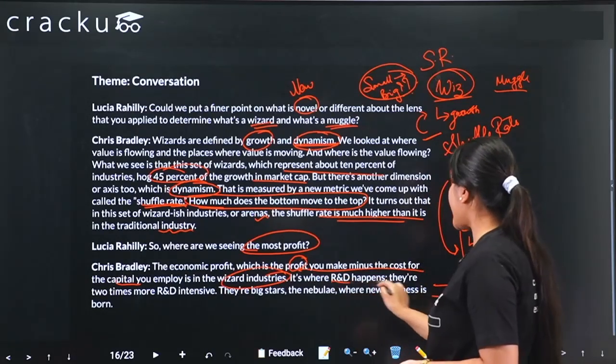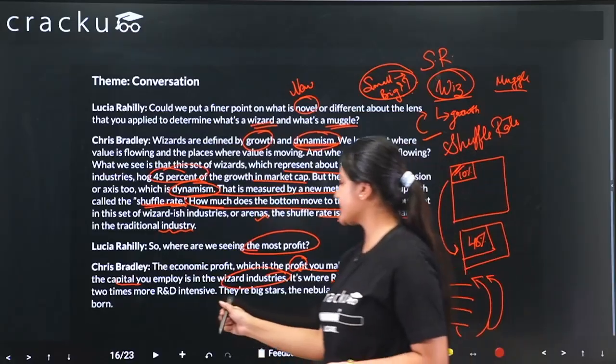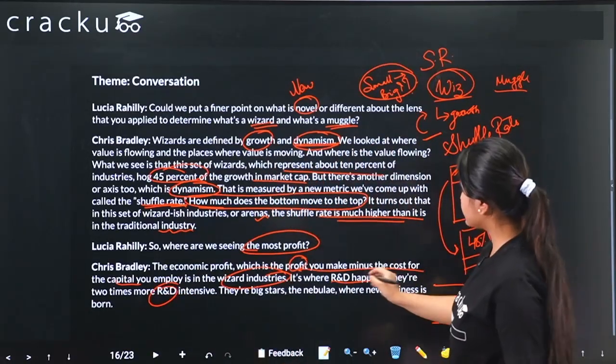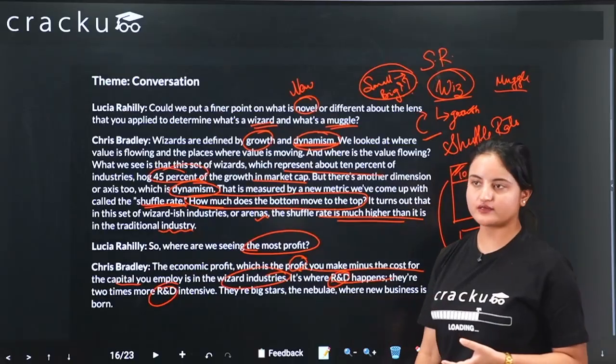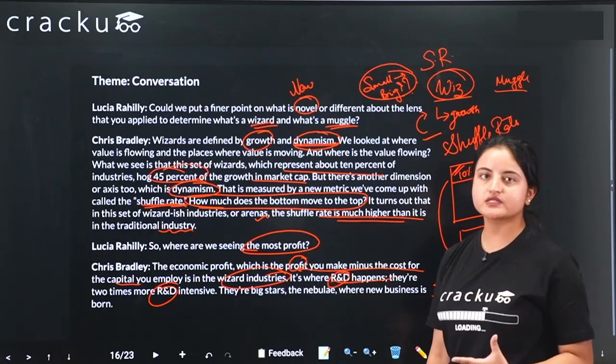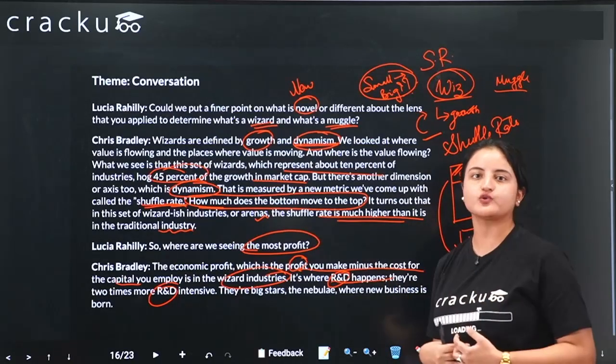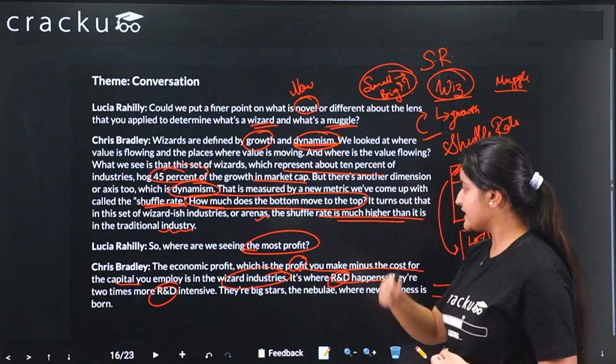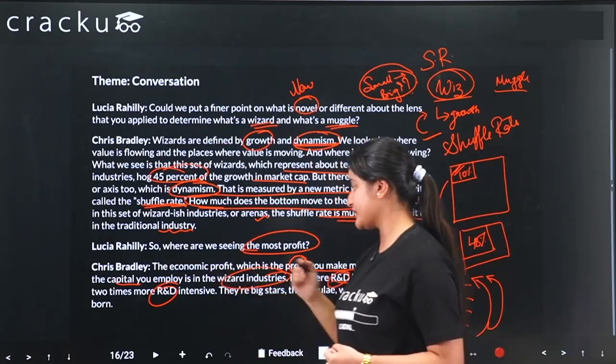It is where R&D happens. They are 2 times more R&D intensive. So a lot of R&D means research and development. So these wizard industries are very R&D focused. So a lot of R&D is happening, and that is why they are showing a lot of economic profit.